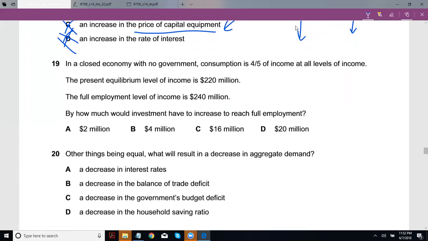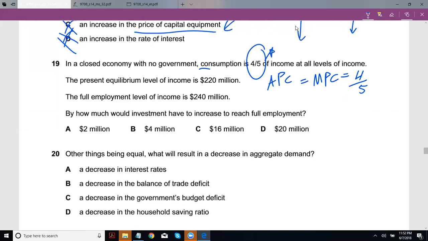19. In a closed economy with no government, consumption is 4/5 of income at all levels. So your MPC is 4 upon 5, because you consume 4 upon 5 of the additional increase in income. Or is this your APC, in fact? In this particular case, even your APC would be the same, because consumption is 4/5 of income at all levels of income.